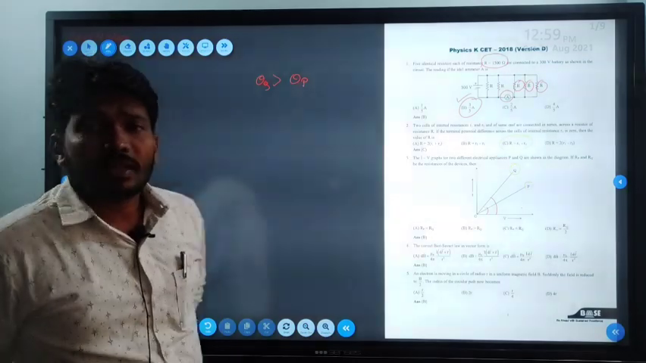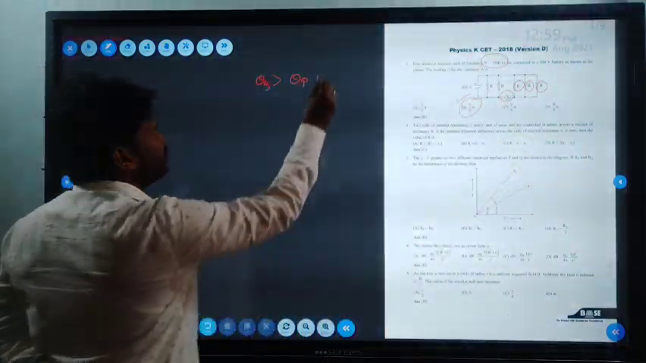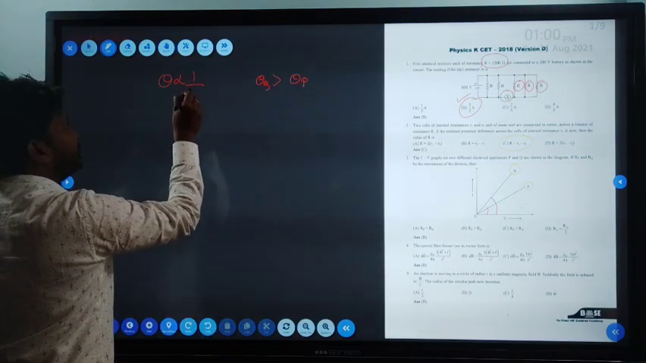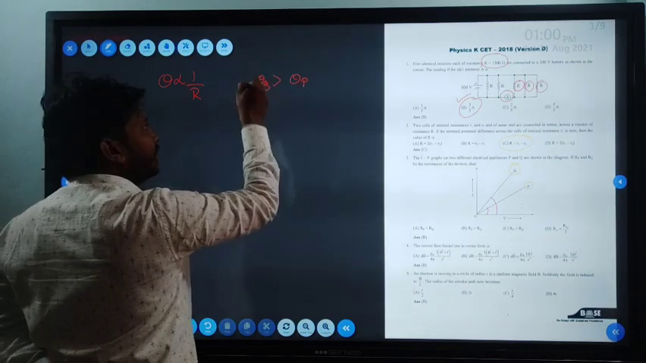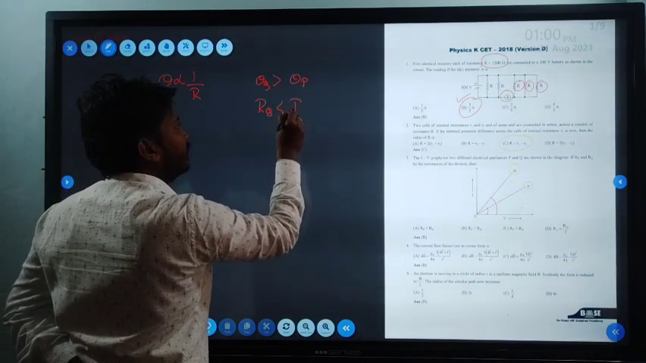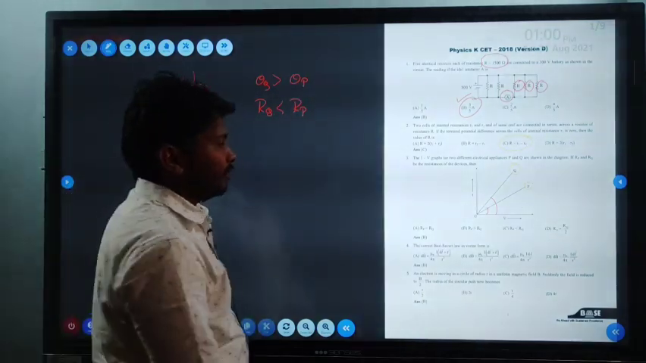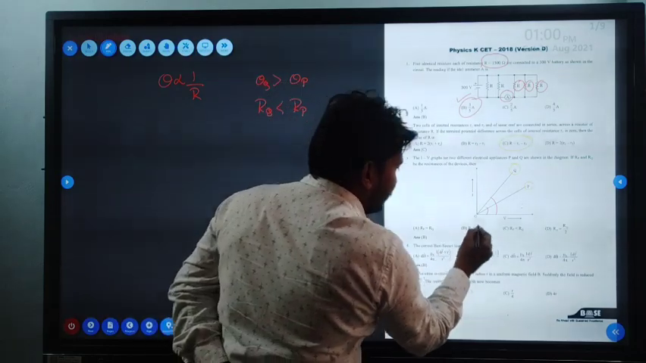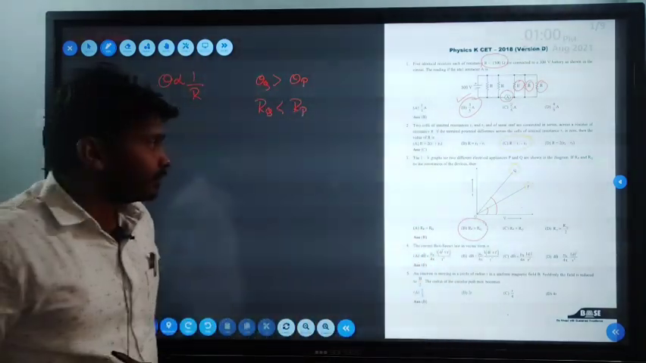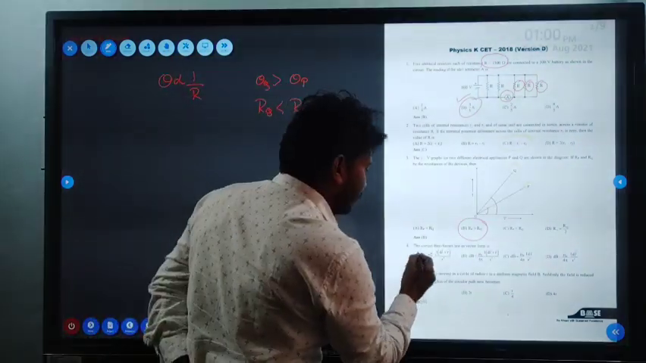So we know that resistance is inversely proportional to slope. Theta is inversely proportional to resistance. The greater the theta value, the less the resistance will be. Then R of P is greater than R of Q. So the second option is the right answer for the third question, right? Then look at the fourth question.